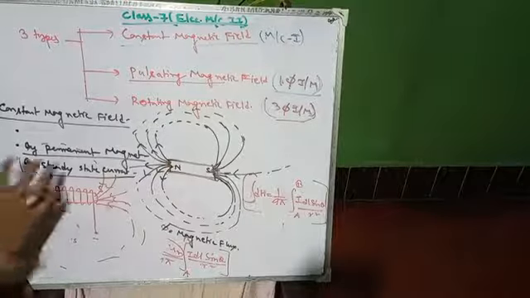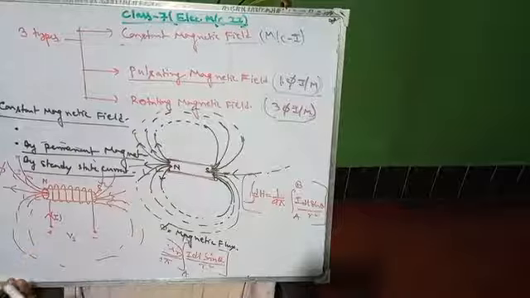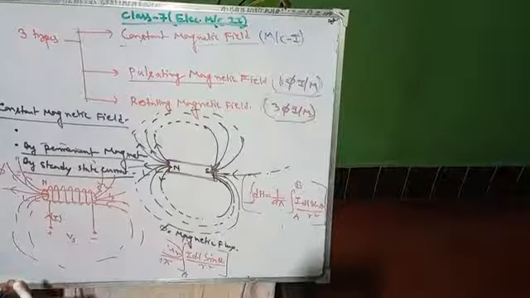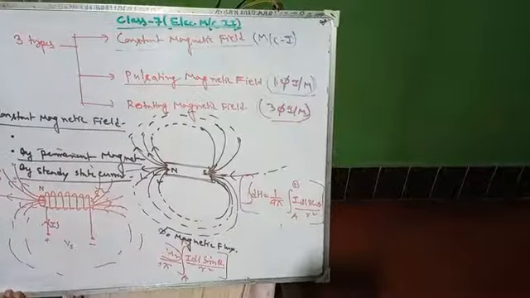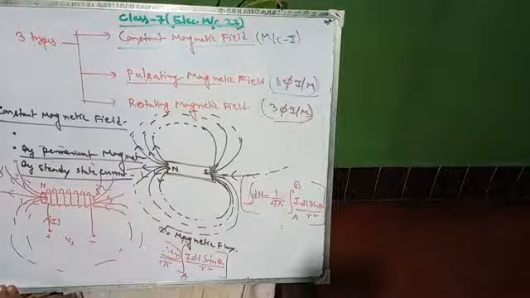This constant magnetic field has an application in your DC machine. In case of your DC machine, a constant magnetic field is applicable. Now I will move on to the pulsating magnetic field. What do you mean by pulsating magnetic field?